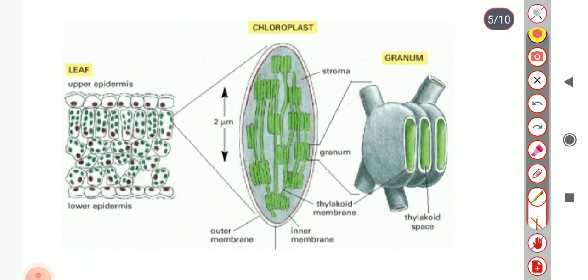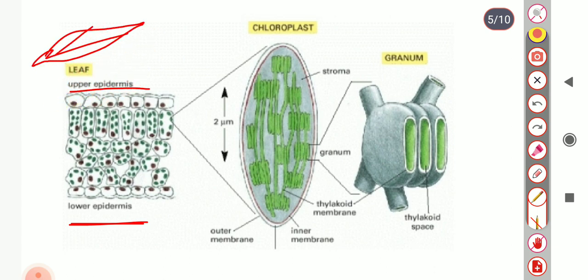This is all about the leaf and the chloroplast structure. These are the lower epidermis and upper epidermis. These are the structure of the leaf. When you cut this section and see it in the microscope, you can see that the upper epidermis is on top and these are the lower epidermis. Here the chloroplasts are present. When you magnify this, you can see the structure of the chloroplast.